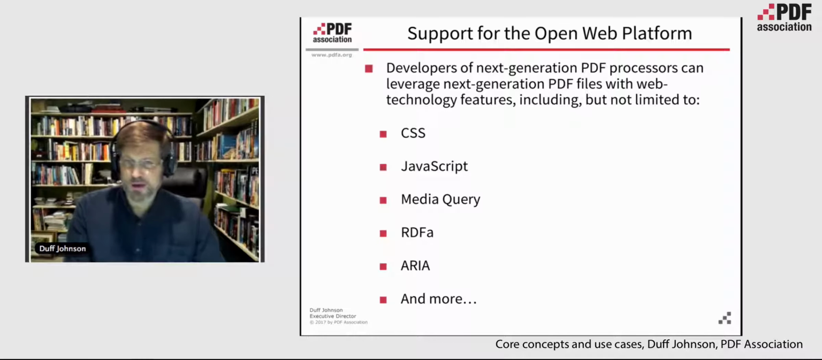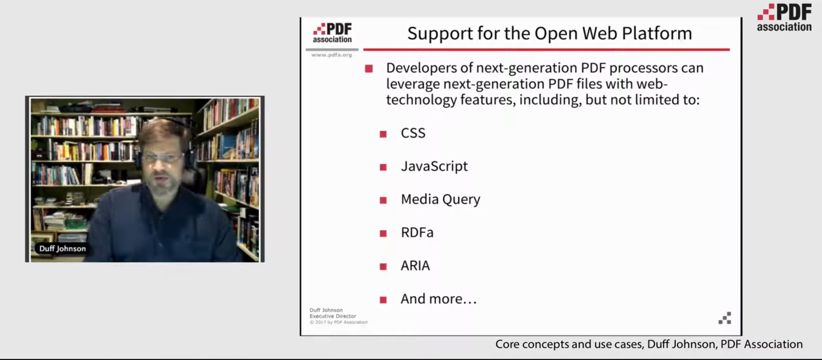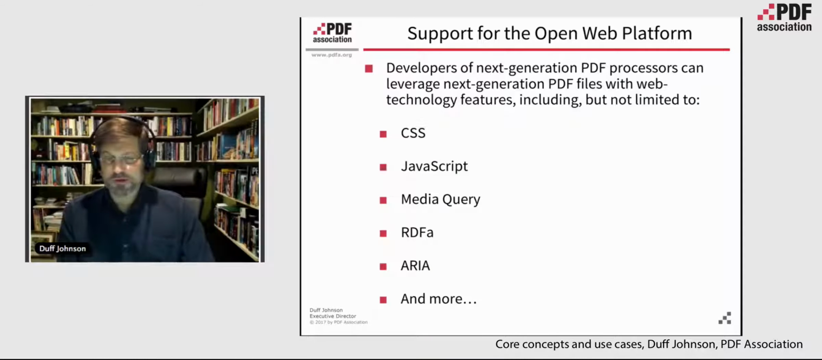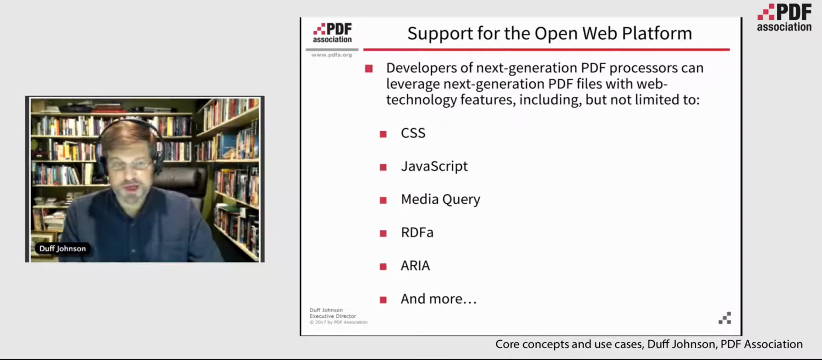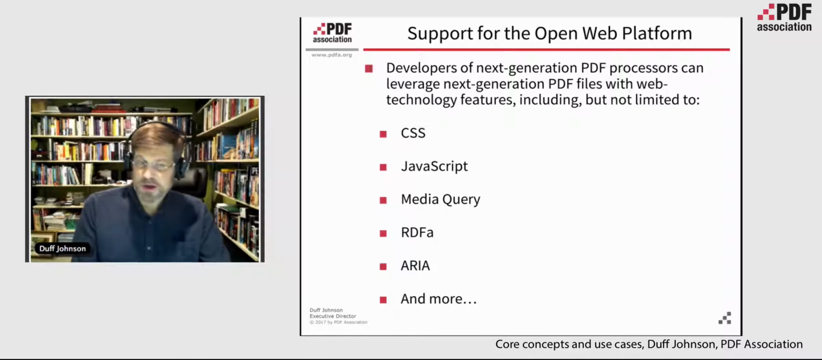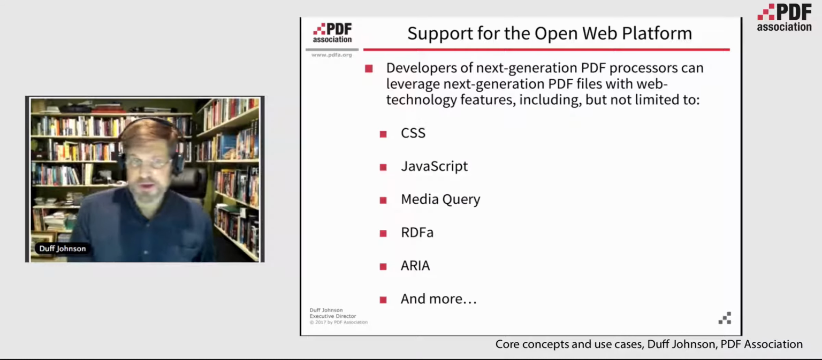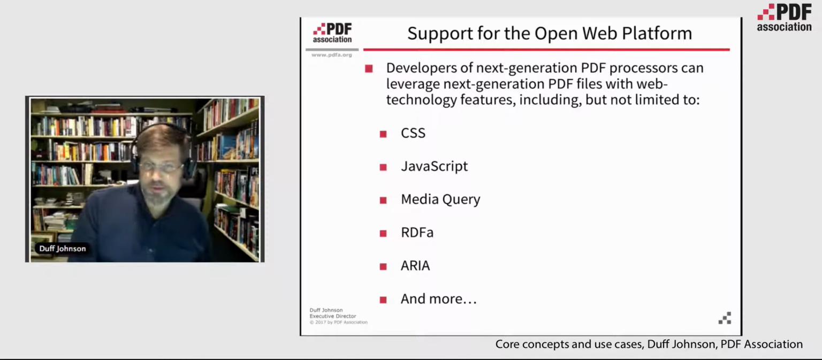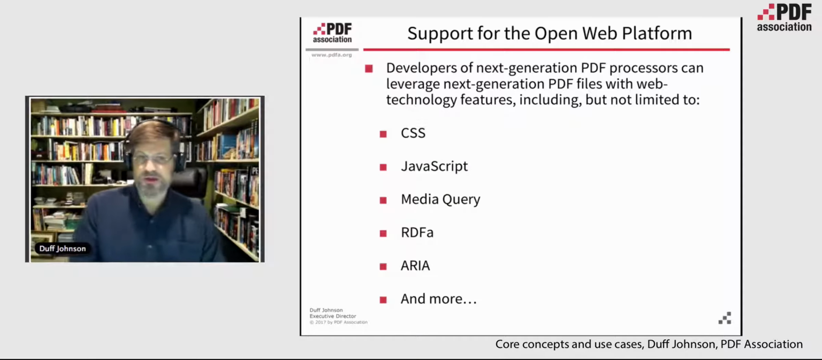So, open web platform support. Once we have HTML, and the viewer has this HTML from the PDF file, it then has the full world of open web platform technologies available to it to provide various additional features, as I've implied, to the end user. CSS and JavaScript are some of the most obvious ones. Media query, another. ARIA for rich interactive support for accessibility. Many different W3C technologies with a variety of applications in this kind of space.